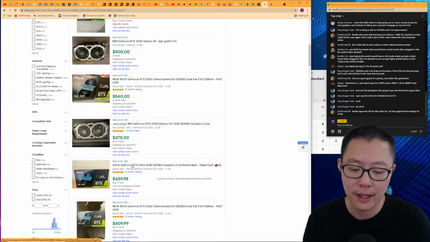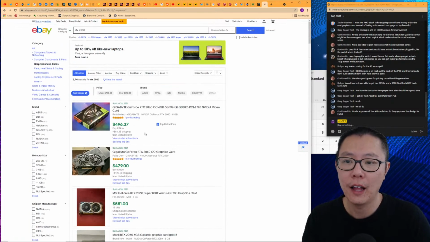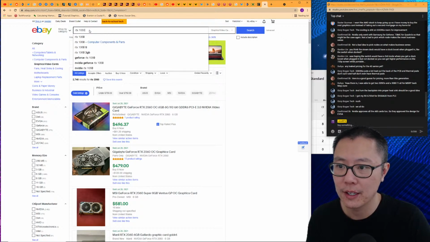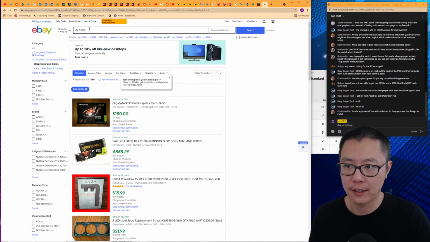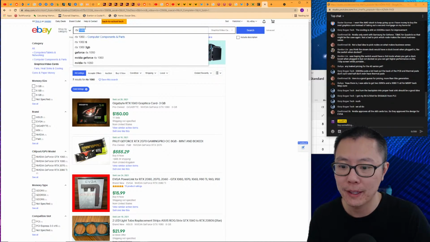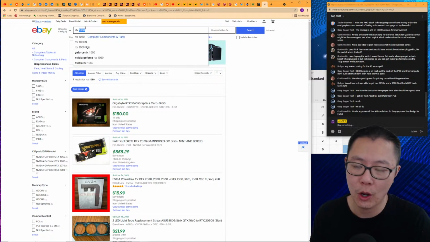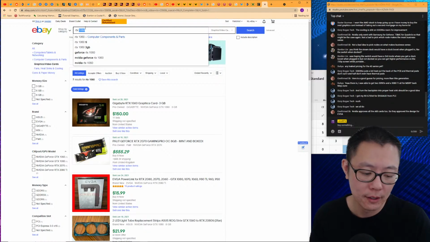And then the other thing is, I think most of these mining companies, are they really going to sell these really old cards? If they were selling old cards, they'd be selling really old cards, like maybe a 960, for example, which is totally dead to them in terms of mining.